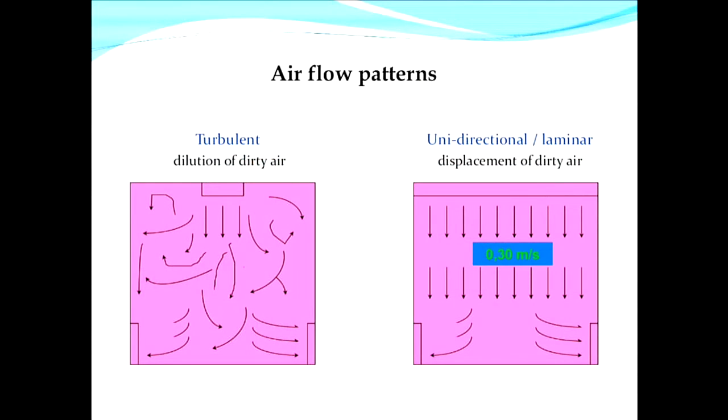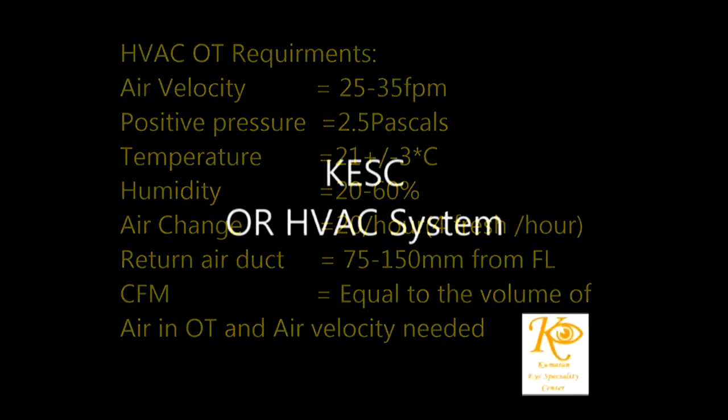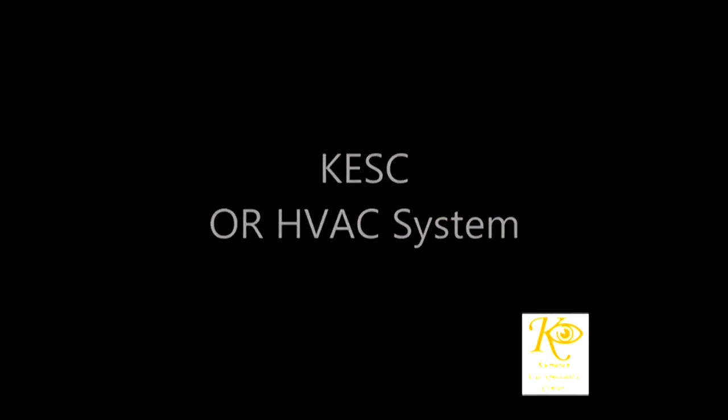By installing a HEPA filter and the laminar airflow system, your turbulent airflow is streamlined so that it flows from the ceiling down onto the operation table and to the return grills. These are the HVAC OT requirements that are needed. The two major components are the air velocity and the CFM, which is cubic feet per minute. The CFM is actually needed for the air changes. If you need more air changes, the CFM has to be more, and if you need fewer air changes, the CFM has to be less. So this is what the CFM stands for.